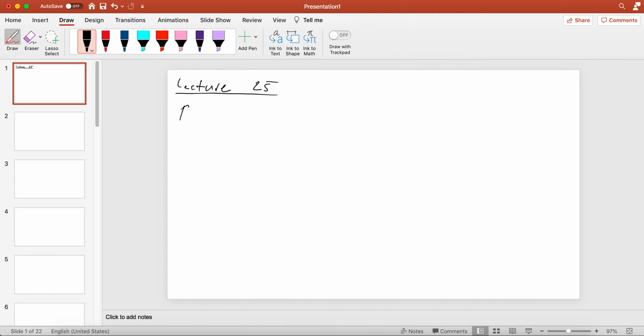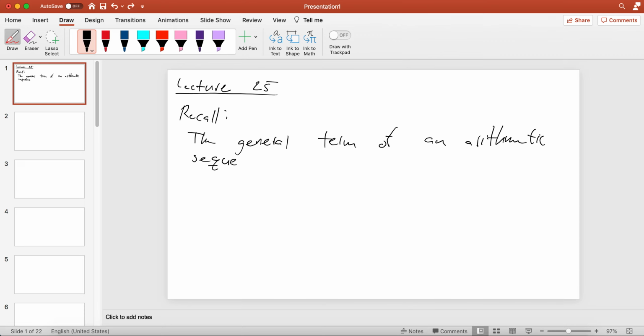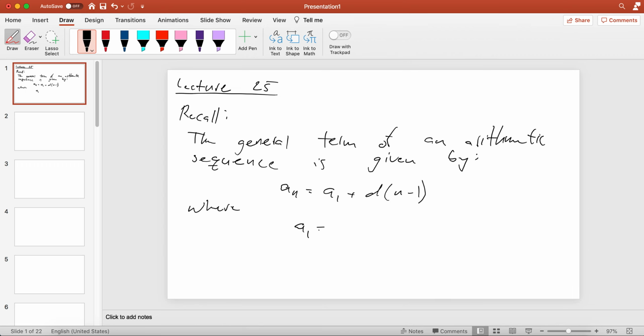So, recall the general term of an arithmetic sequence is given by a sub n equals a sub 1 plus d times n minus 1, where a sub 1 is the first term, d is the common difference, and a sub n is the nth term.